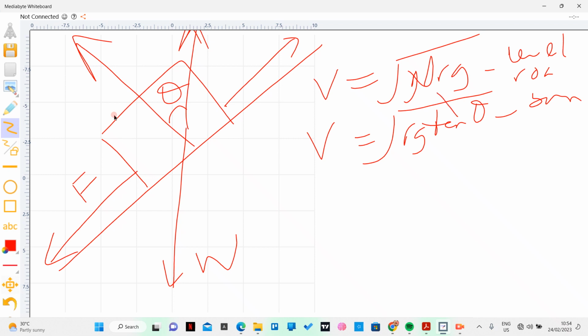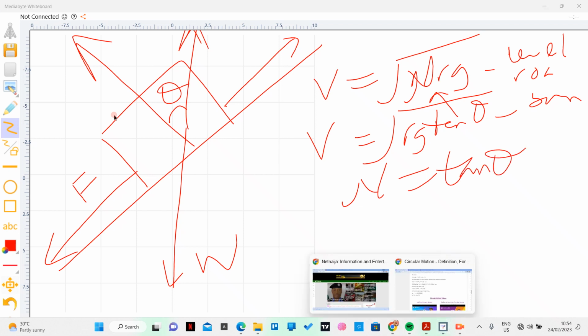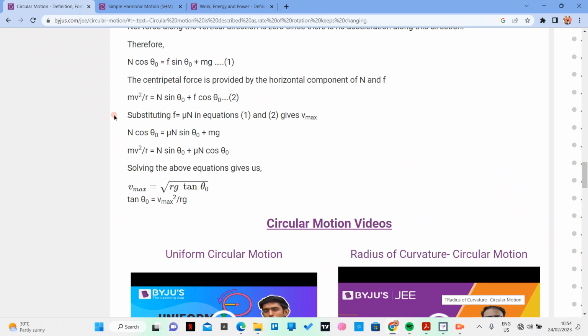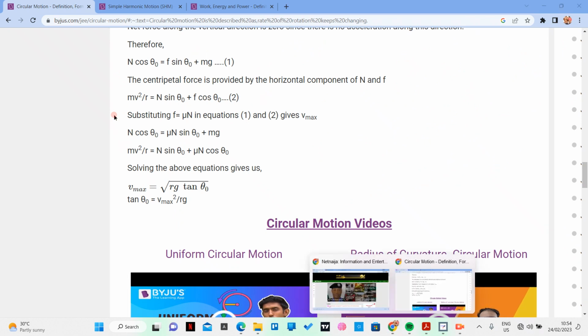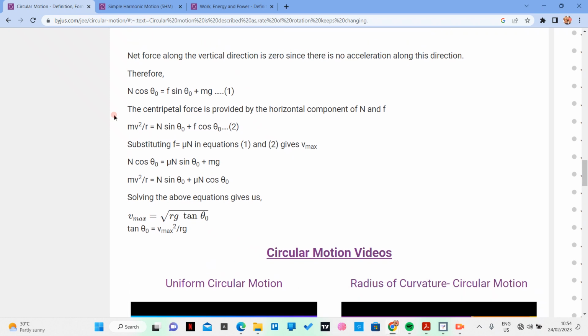Take note of this. Tan theta is equal to mu. So that means for a banked road, mu is equal to tan theta. Take note of that. That is the important stuff that you should take note of. I want you to know these angles, I want you to know all this, I want you to know these formulas.